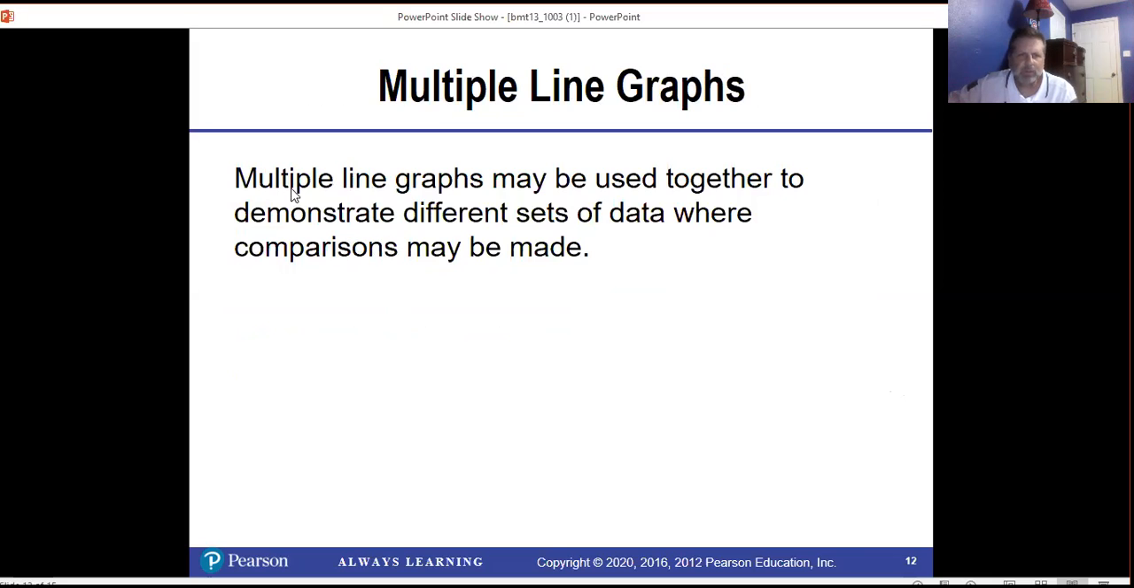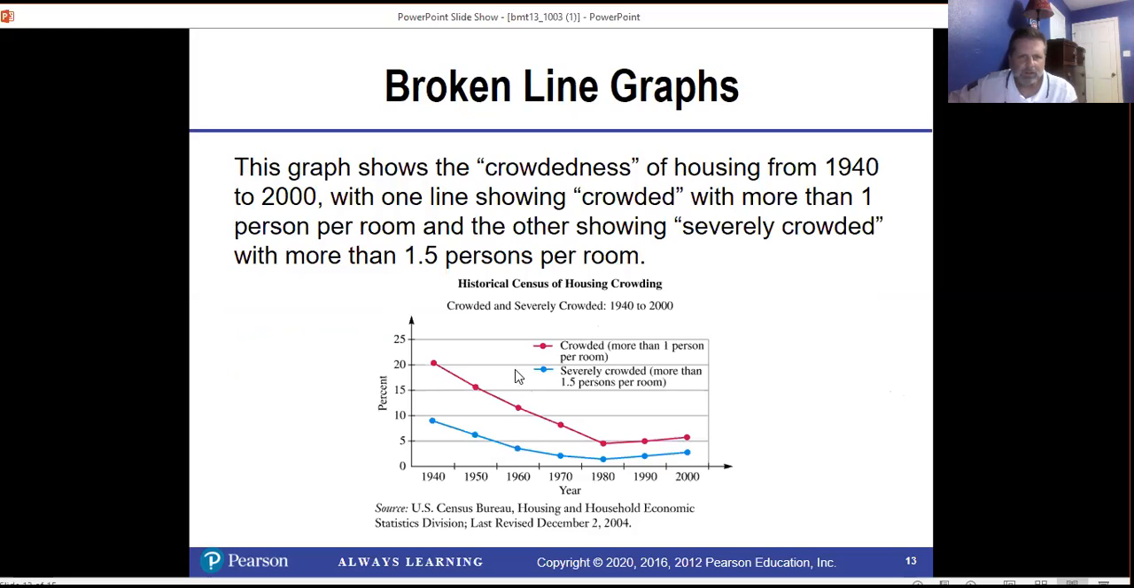All right, then we have multiple line graphs used together to demonstrate different sets of data and comparison. So here is a multiple line graph. You can have as many as you want. Now, to do that, you still have your title. You still have this over here. A line graph still has to have your time. They have to have some connection, but you have to give a legend to tell which one's which. In this case, it's blue. Sometimes they'll use a symbol. So here's your red and here's your blue.